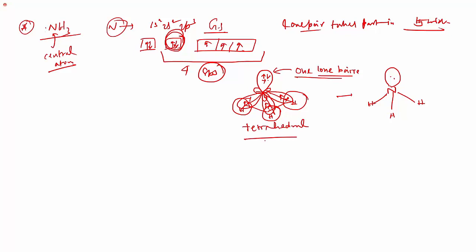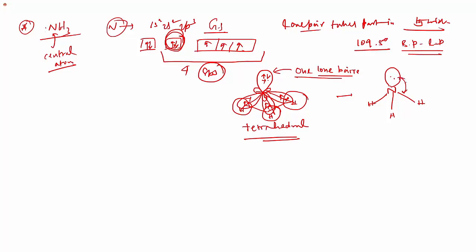It will have a tetrahedral geometry. But the angle we know for that is 109.5 degrees. But here the lone pair-bond pair interaction is there. Bond pair and lone pair interaction is there.